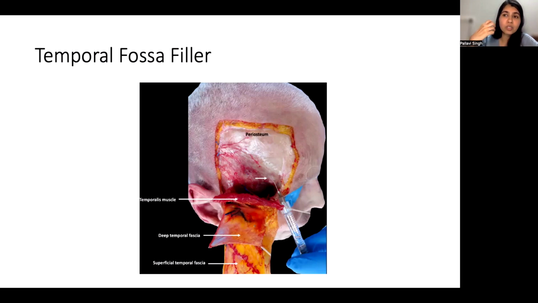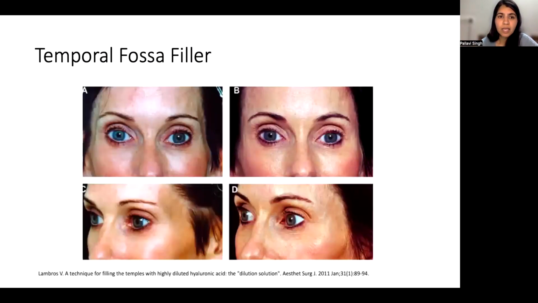And what you can really do is just inject a slow injection, and you can inject a bolus of about 0.2 or 0.3 cc's, and you can just see that temporalis muscle bulge out. And you can see the before and after pictures over here from this paper by Val Lambros. You can see how she's got this really big deformity on the left side, makes her look hollowed out, makes her look old. And on the right, after the filling, she looks much more natural.